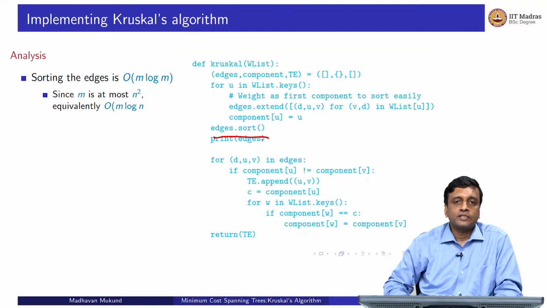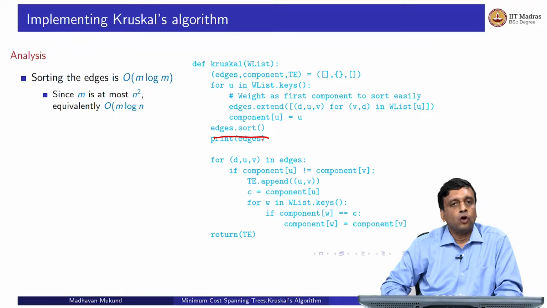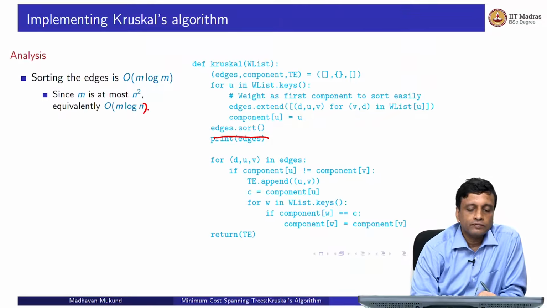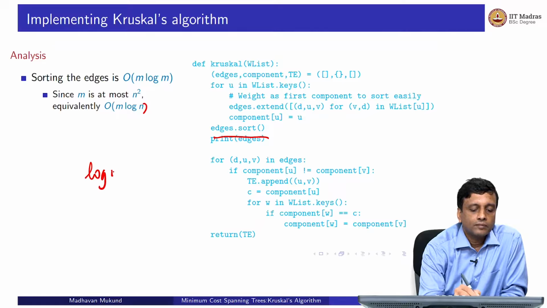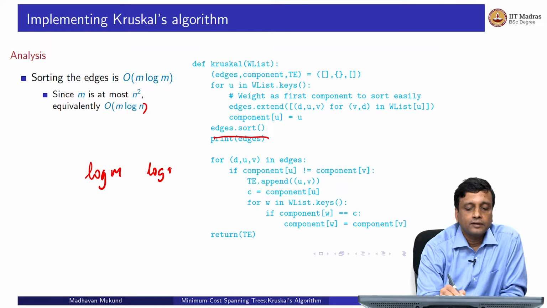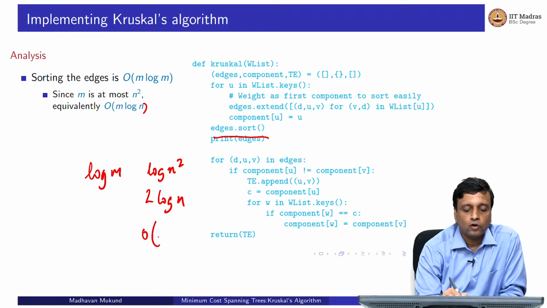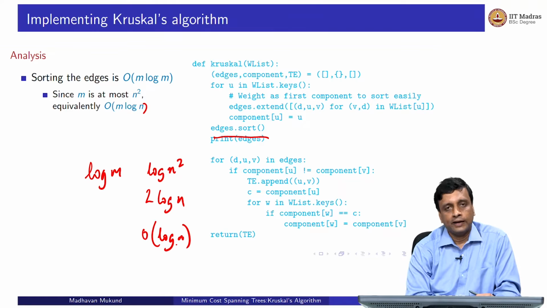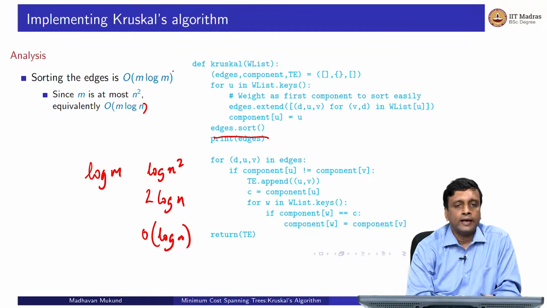The first step, which is sorting the edges, we know can be done in m log m time if we use an efficient sorting algorithm. Now it is a simple thing to observe that because m is at most n squared, log m is at most log of n squared, but if you know how logs work, this is the same as 2 times log of n. So this is big O of log n, right. So log of m and log of n are really the same. When I take logs, the fact that m is n squared doesn't matter. So I can also write m log m as m log n.